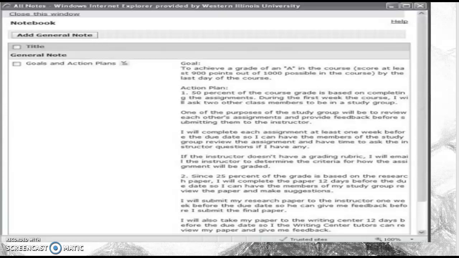This illustration provides an idea of what an action plan should look like combined with the goals. On top, you notice the goal to achieve a grade of an A in the course. In the action plan, number 1, 50% of the course grade is based on completion of assignments. And it continues. Very specific.